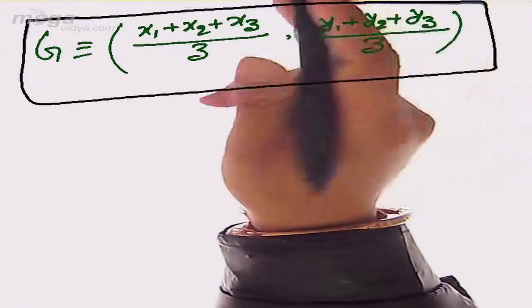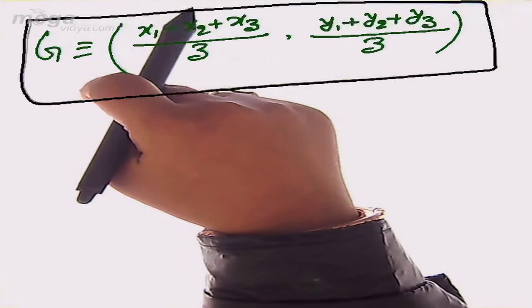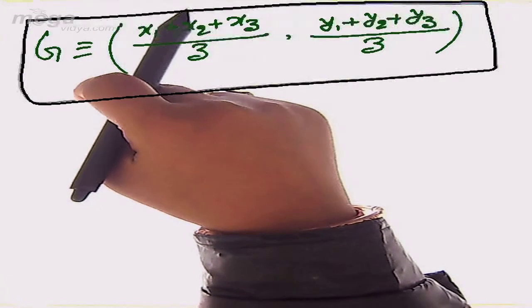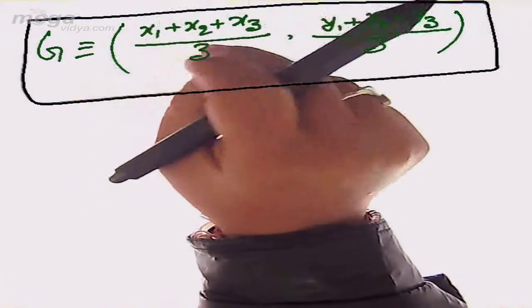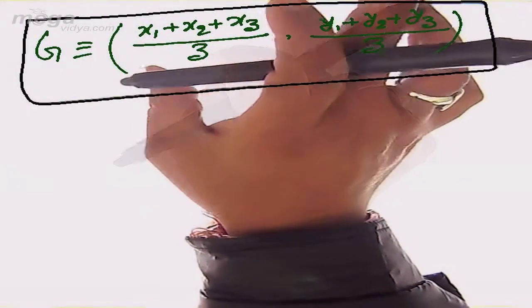And students, remember, the centroid always lies inside the triangle ABC. Whatever the triangle, the centroid of that particular triangle always lies inside the triangle.